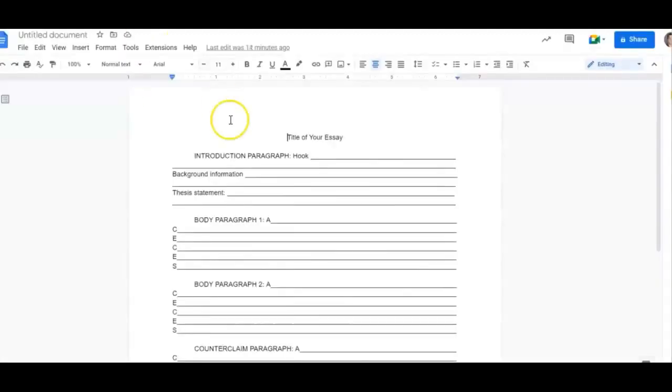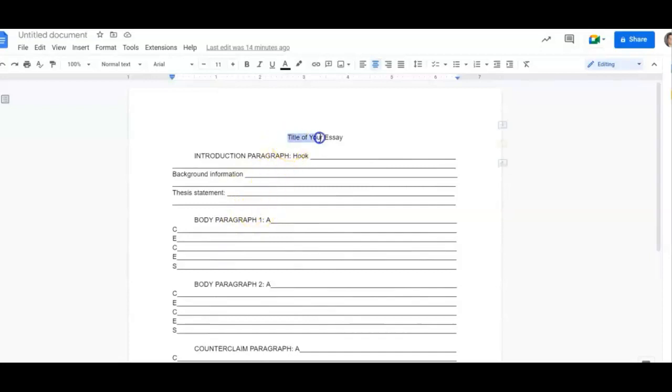Hey guys, we are going to learn how to write introduction paragraphs for our lesson today. So we've been working on ACES paragraphs, and those are the body paragraphs to a full essay. So we're going to start moving from individual paragraphs into a full essay. So I want to show you just kind of how it fits.